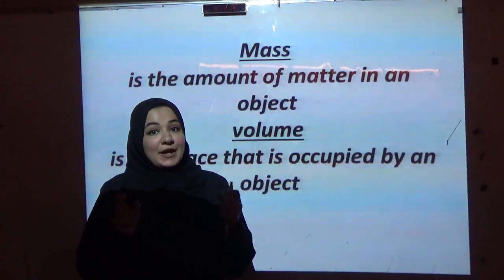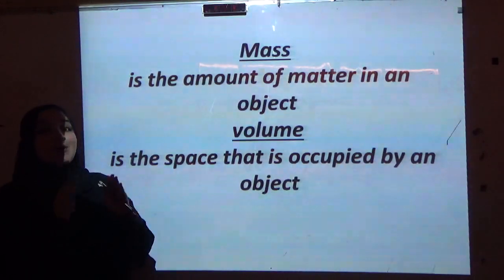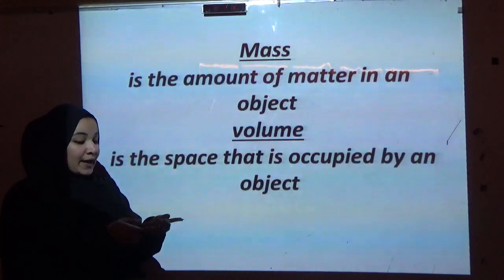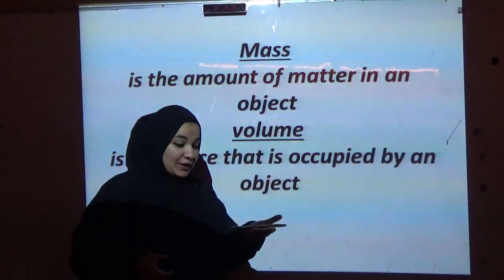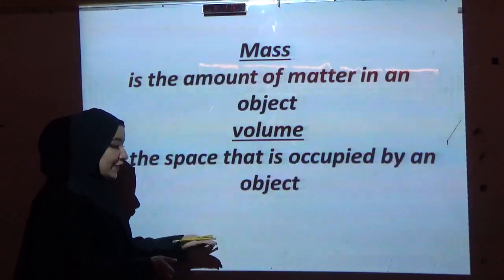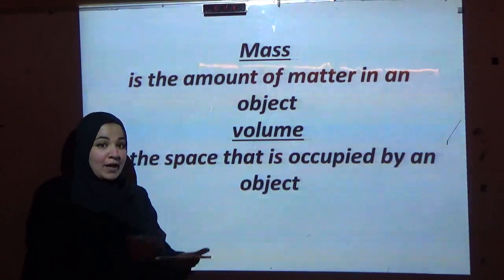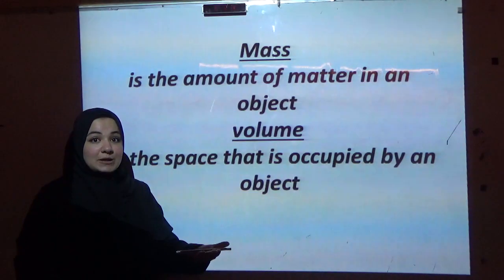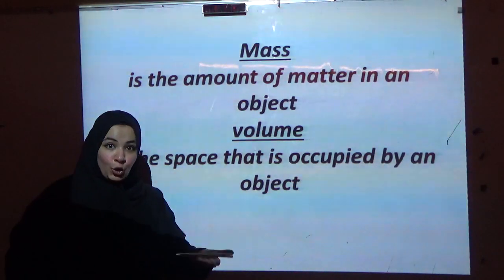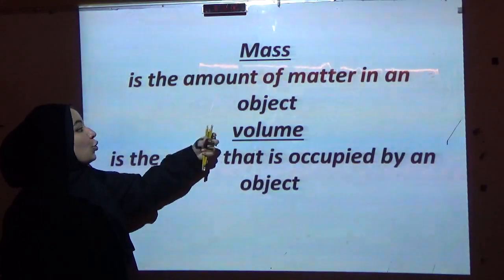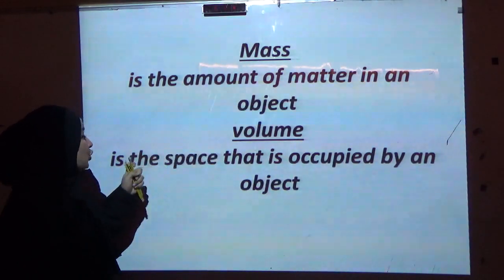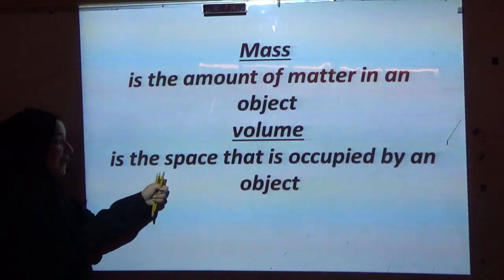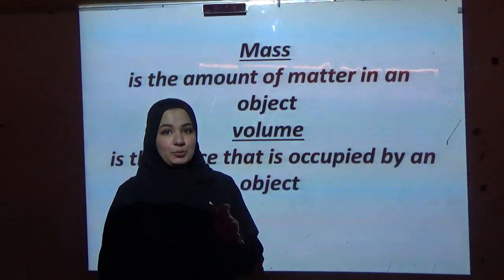Now, we said that every matter has a mass and occupies a space. If I put this pencil on the table, above the table there is a space. The pencil will occupy a space. So this is the volume. So what is the volume? It's the space that is occupied by an object.